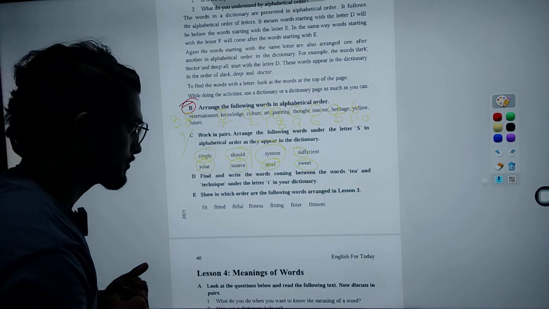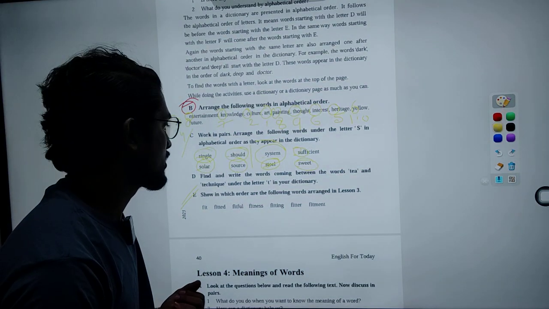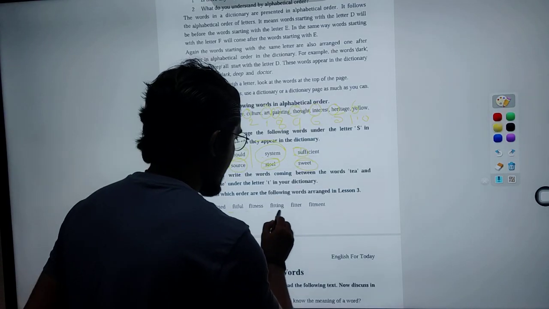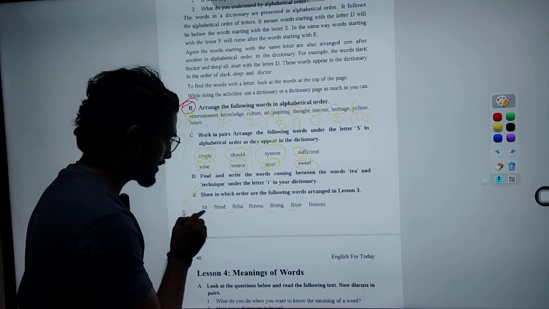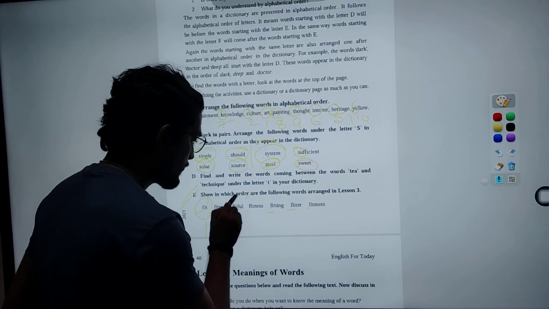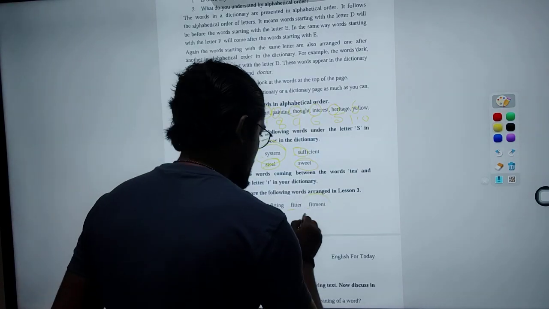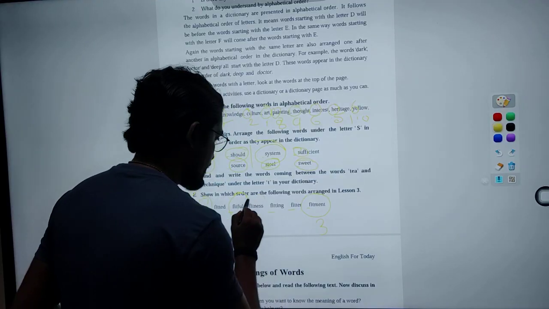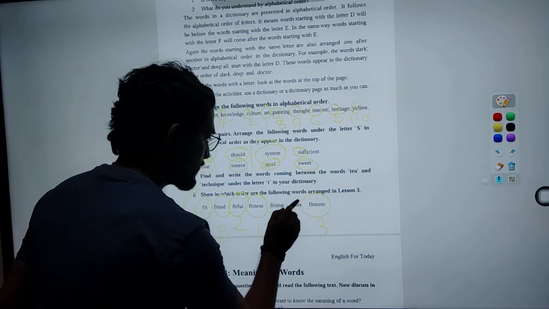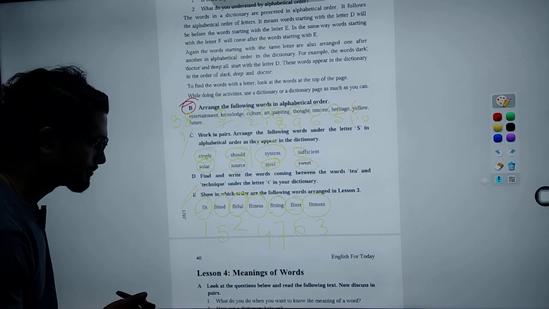Now let's do this one. In which order are the following words arranged in lesson 3? So everything is F. So we will find the next one, I. So fit, number 1. Fitful, number 2. Then fitment, number 3. Fitness, number 4. Fitted, number 5. Fitter, number 6. Fitting, number 7. Let's understand.